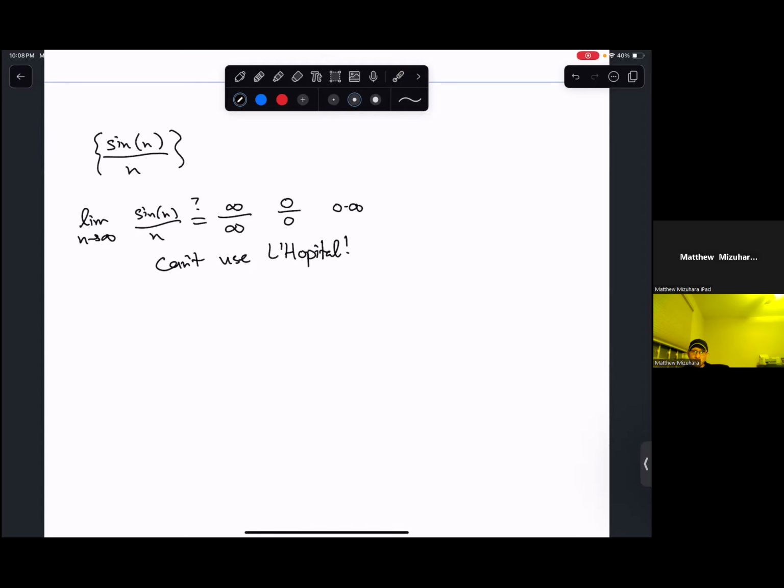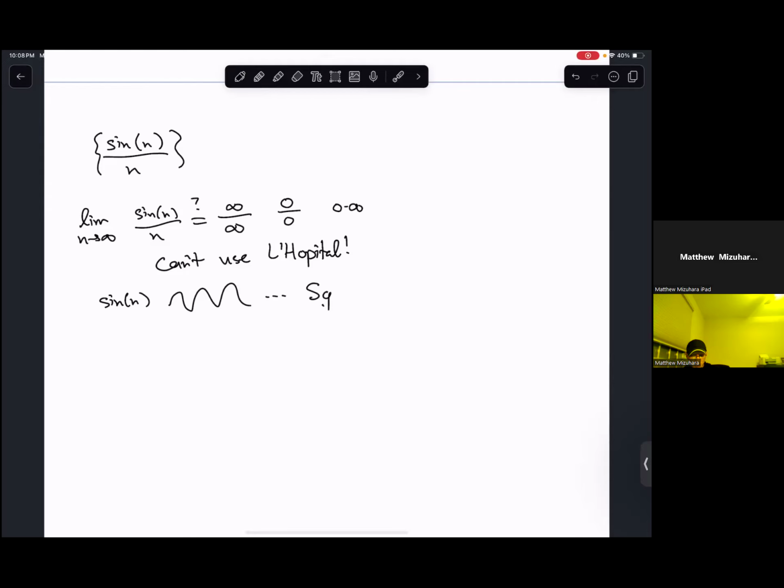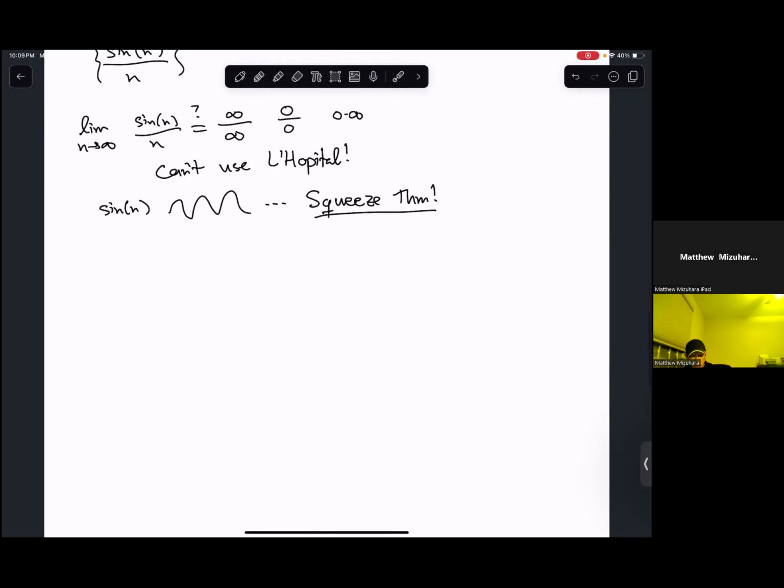Okay, so then you say, what do I do? Well, I gave you a hint already, it turns out. The sine function is oscillating up and down, up and down. So whenever I see oscillations, so sine of n oscillates, whenever I see oscillations, I think squeeze theorem. Squeeze theorem is the way out of this. Okay, let's see why. Sine of n over n.